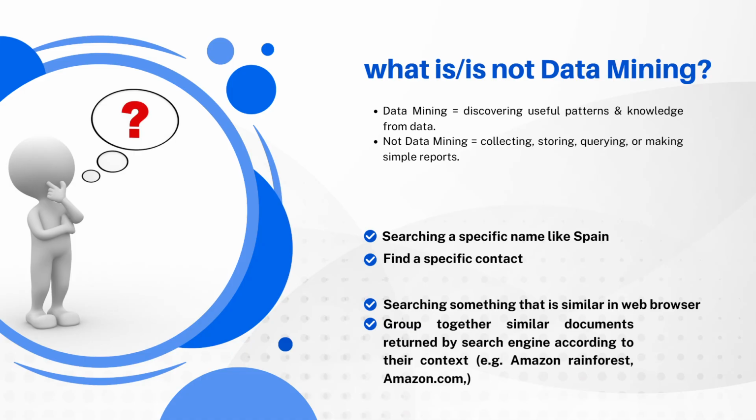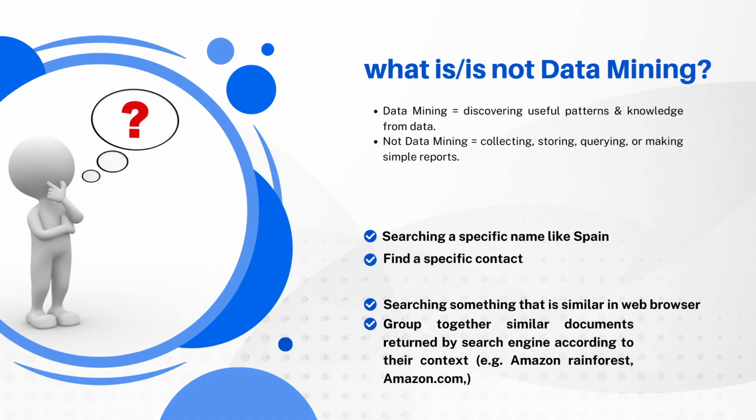If you picked the top two as not data mining, then you are correct, because searching a specific name, like Spain, or finding a specific contact is not data mining. Searching for something similar in a web browser and grouping together similar documents returned by a search engine according to their context, for example Amazon rainforest or Amazon.com, is data mining. The top two just find a specific thing; we don't mine for hidden patterns. For the two below, we need to find patterns that are similar to it.